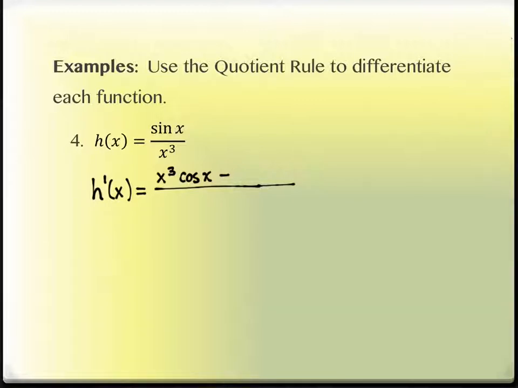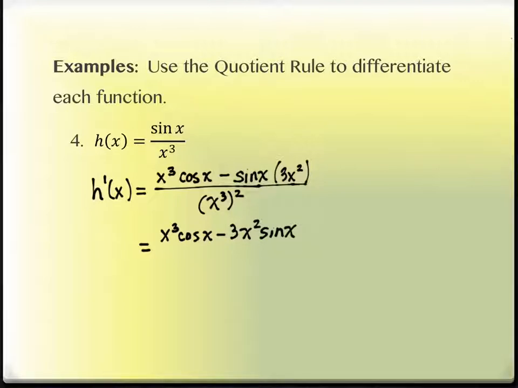And then we do it reversed. What's the numerator next, right? Sine x. And then the derivative of the denominator. So what's the derivative of x cubed? 3x squared. All over the denominator squared, so x cubed squared. We can clean this one up, even with some reducing, actually. So I have x cubed cosine x minus 3x squared sine x. And then what is x cubed squared?